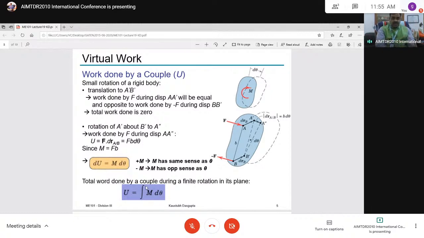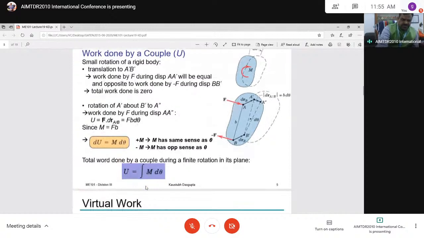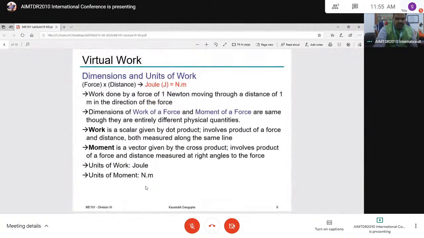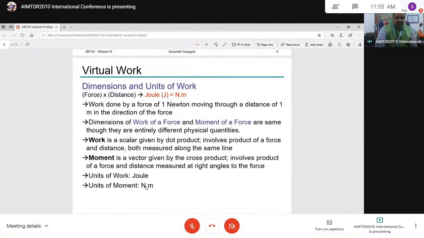Sometimes the force is not in the form of a force, it is in the form of a couple. When you are applying a couple, what is the work done? The energy stored in the system. The dimensions are joules, which is nothing but Newton meter. Work done by a force of 1 Newton moving through a distance of 1 meter.